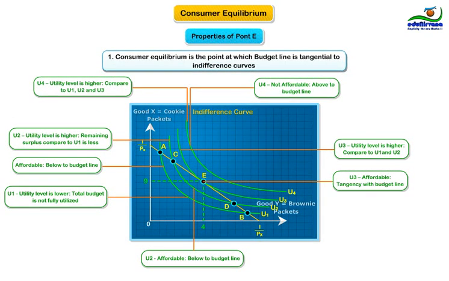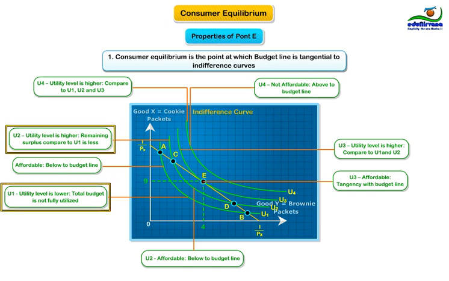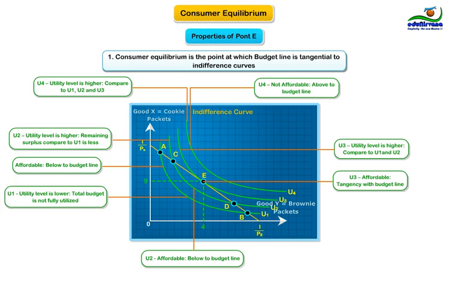Properties of point E. At point E, the budget line touches the indifference curve once and only once. At any other point, as we have seen, the utility derived is lower than the indifference curve U3. Said another way, this point is where the budget line is tangent to U3.